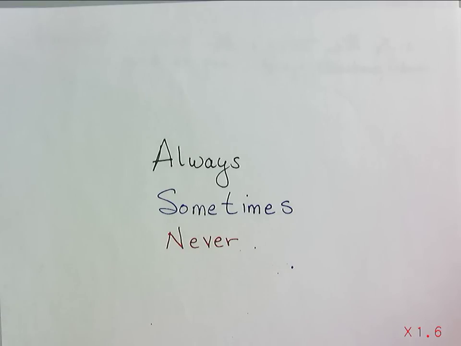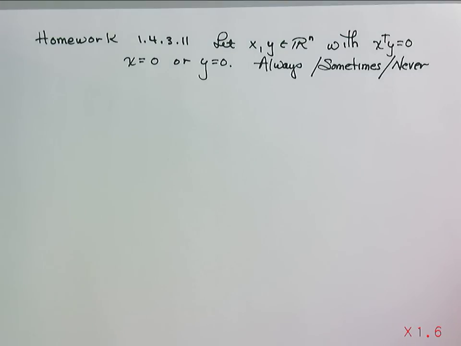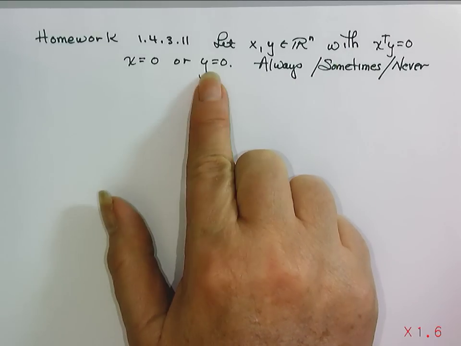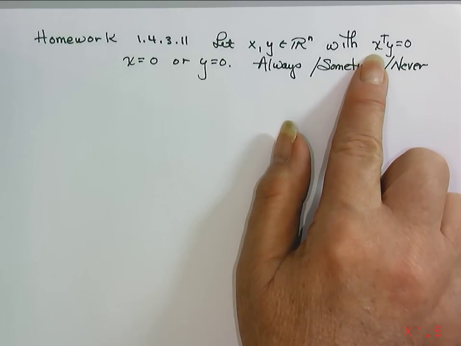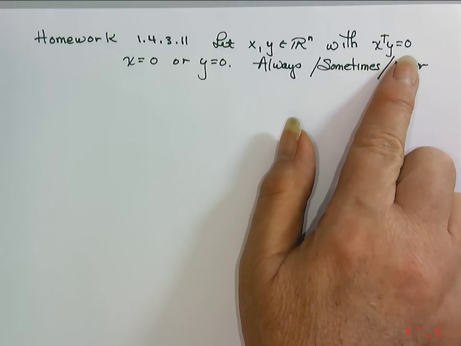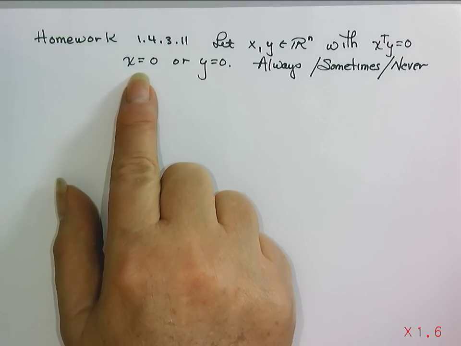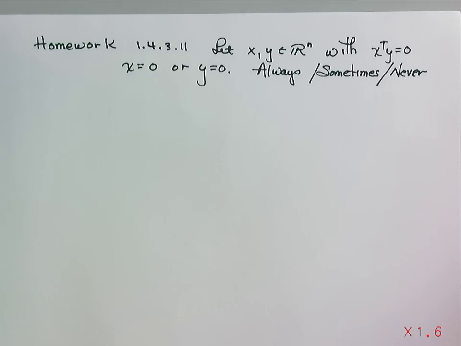Always, sometimes, never. Now we want to look at whether or not, if we have two vectors and the dot product is 0, does that mean that at least one of the vectors has to be 0? In other words, if the dot product of x with y is 0, is it always, sometimes, or never true that x is 0 or y is 0?